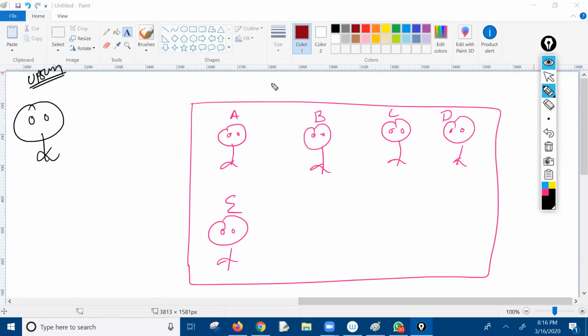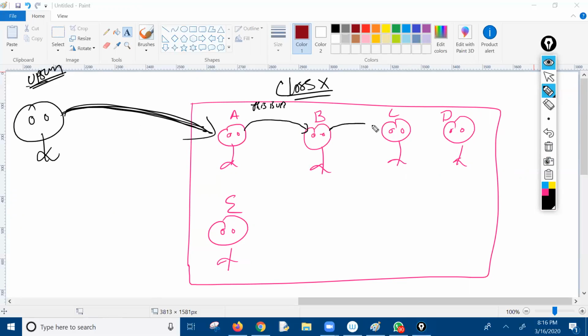When Upasana comes into the classroom, she knows only A. Upasana only knows A. Once Upasana comes in, A will introduce Upasana to B. A says to B, hey B, this is Upasana. B is going to inform C, Upasana is my friend. C is going to inform D, Upasana is my friend, and D is going to inform E, Upasana is my friend.